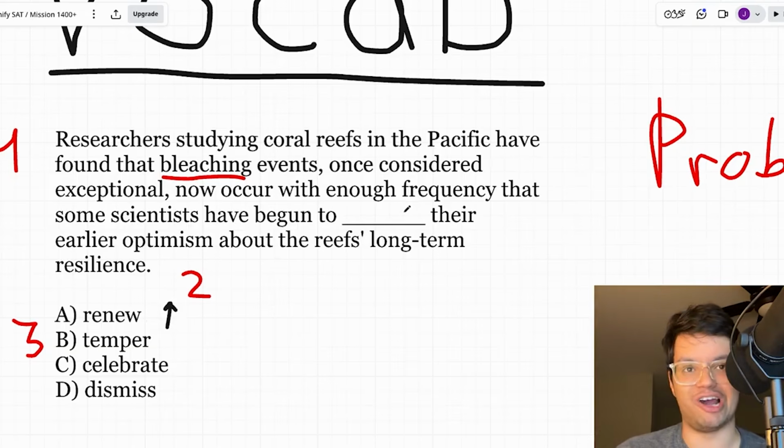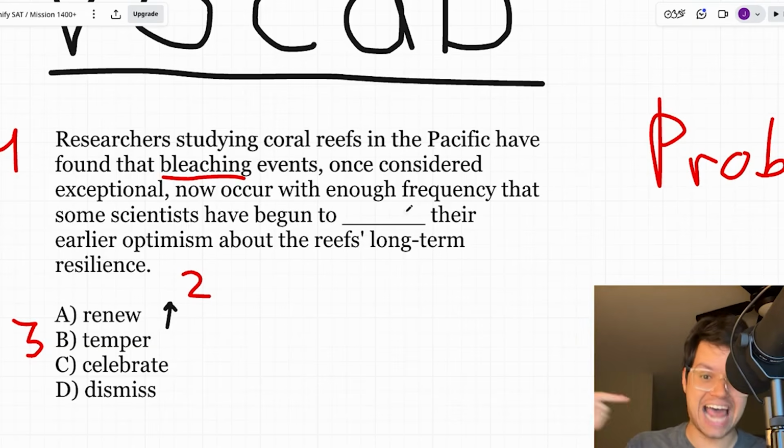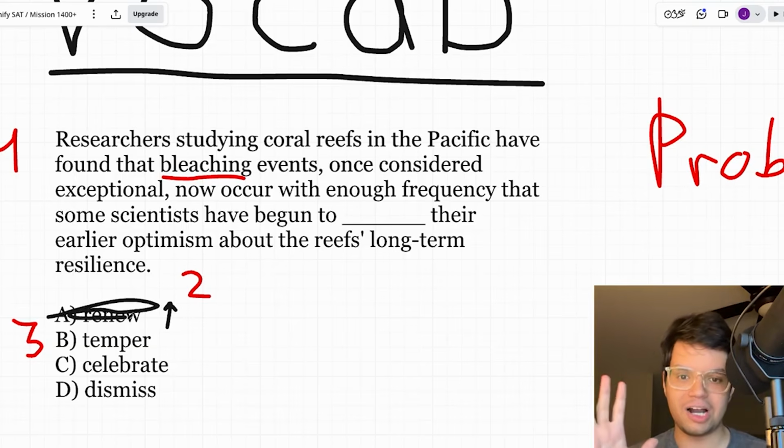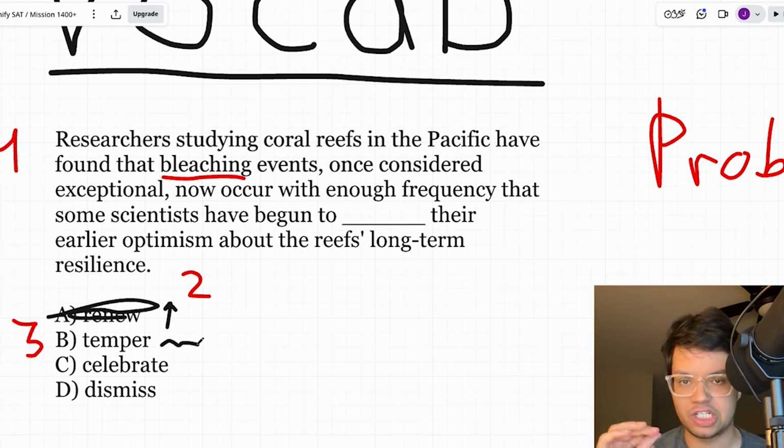But I don't think it's going to be right because we're looking for something that means like decrease. Renew is basically the exact opposite of decrease. So I'm very confident that this is wrong. So A is definitely not going to be the right answer. Then we have temper. So I'll be honest, I kind of have an idea of what this means. I'm moderately confident, I guess you could say.